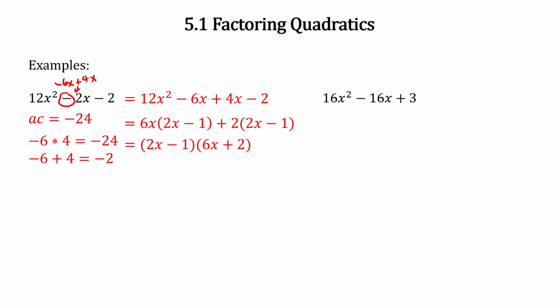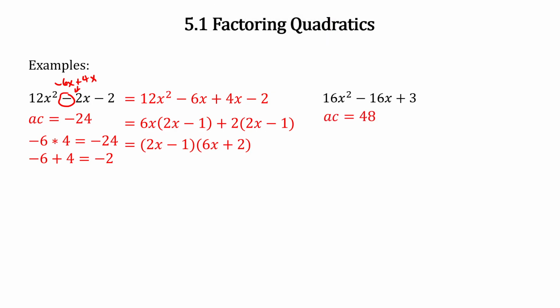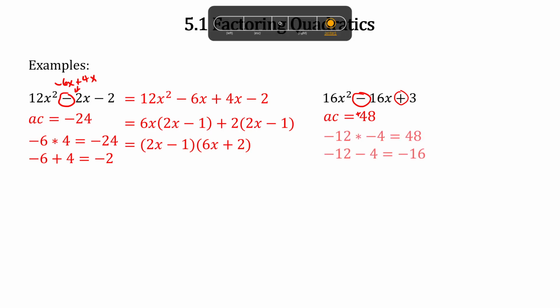Okay, on the last one, 16 times 3 is 48. And we need numbers that are 16 apart. So 16 and 3 are not going to work. What about 12 and 4? The nice thing is we want them to multiply to a positive and add to a negative. So that means we're going to use negative 12 and negative 4.